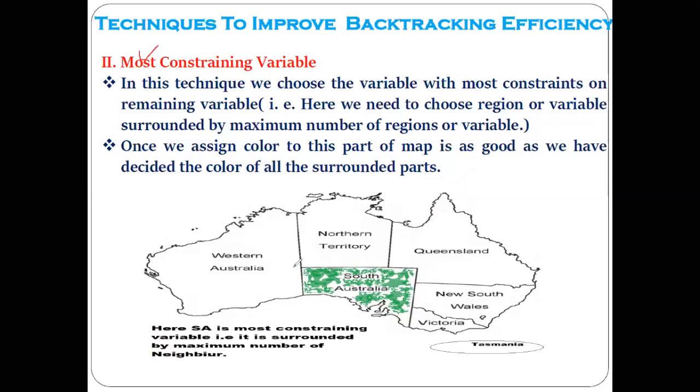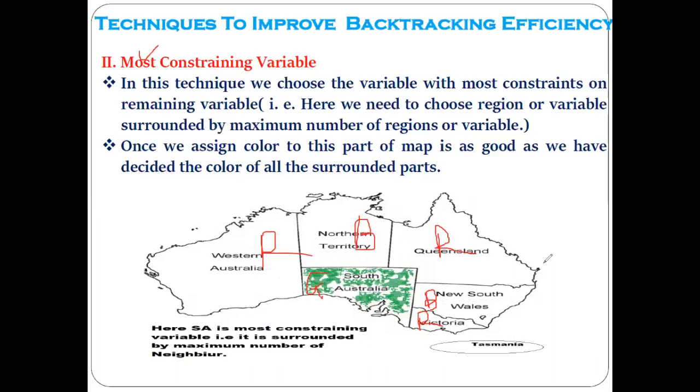Because once we assign the color to that particular region or variable, the colors of all the regions get decided automatically. Now we can see, if you assign the green color here, then we can assign the red color here, you can assign the blue color here, then you can assign the red color here, blue color here again, and here you can assign the red color. Is there any conflict?